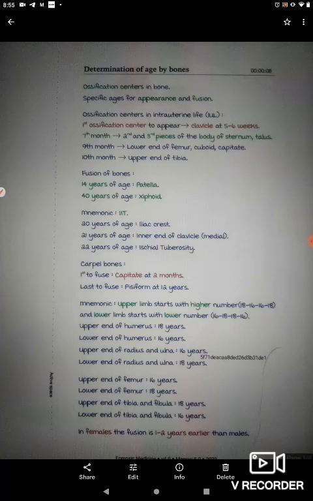In this video, we will see determination of age by bones. We will see ossification centers. What are the ossification centers that appear in the intrauterine life?